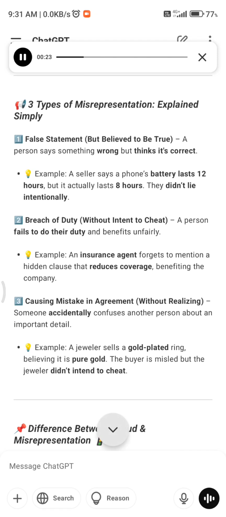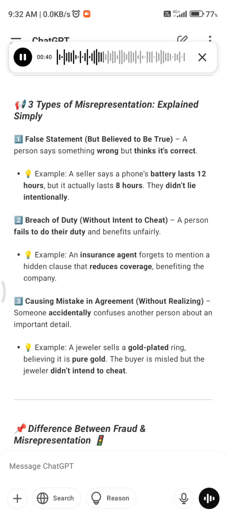1. False statement, but believed to be true. A person says something wrong, but thinks it's correct. Example, a seller says a phone's battery lasts 12 hours, but it actually lasts 8 hours. They didn't lie intentionally.